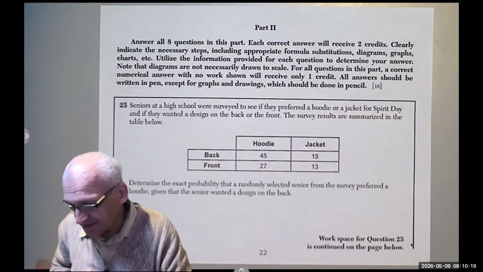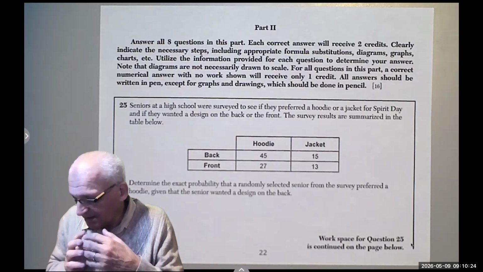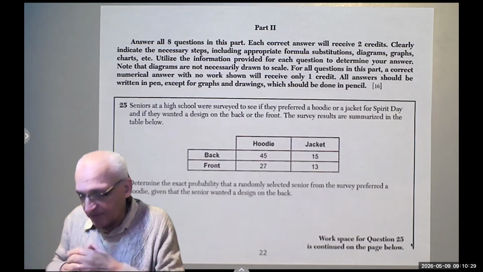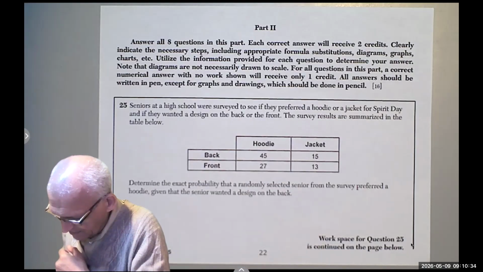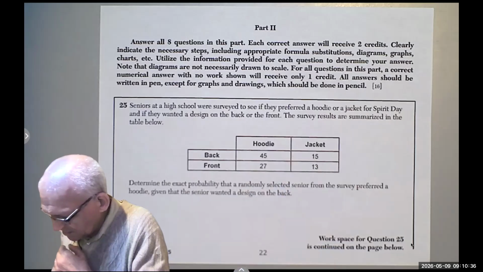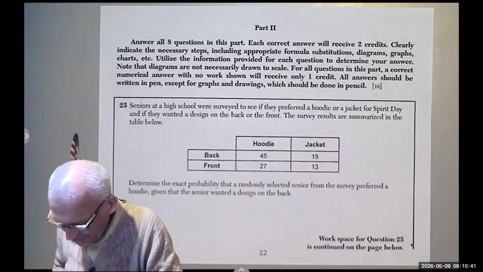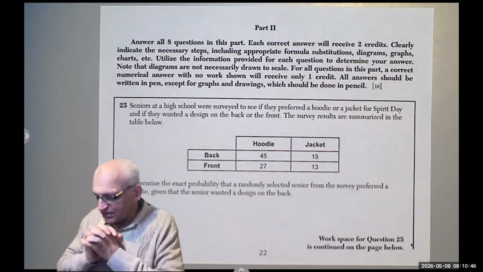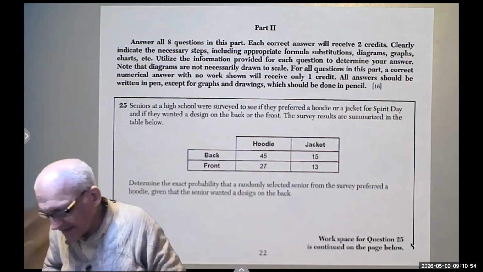It says seniors at a high school were surveyed to see if they preferred a hoodie or a jacket for Spirit Day, and if they wanted a design on the back or on the front. The survey results are summarized here, and as you can see, I have 100 students altogether. There are 40 and 60. It asks you to determine the exact probability that a randomly selected senior from the survey preferred a hoodie, given that the senior wanted a design on the back.